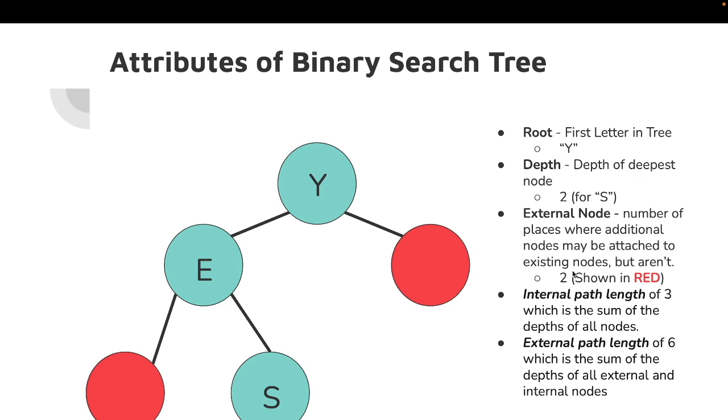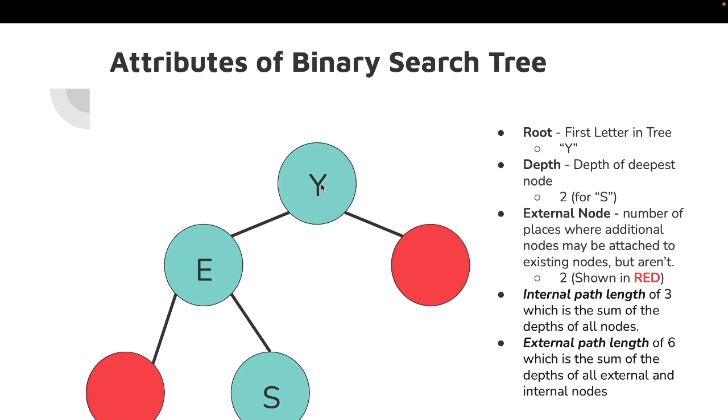The internal path length is the sum of the depth of all the nodes. So the depth of Y is 0, the depth of E is 1, and the depth of S is 2. So 0 plus 1 plus 2 is 3. So that's the internal path length. Then the external path length is the sum of all the depths of the internal and external.